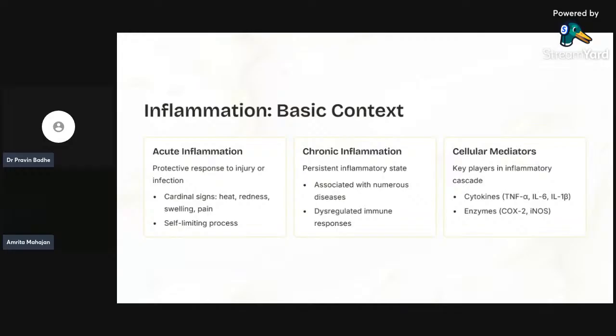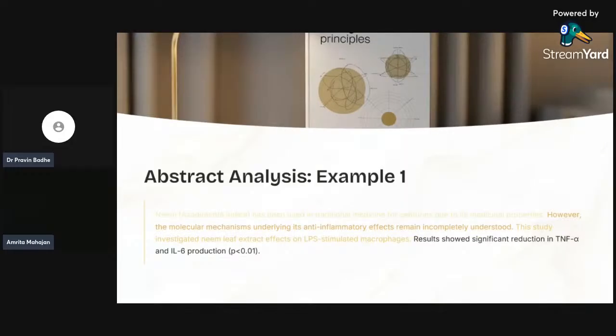The basic context is inflammation. As we all know, inflammation is of two types: acute inflammation and chronic inflammation. Acute inflammation is the protective response to injury or infection. Chronic inflammation is a persistent inflammatory state associated with numerous diseases or dysregulated immune responses. What are the cellular mediators that play an important role in the inflammatory cascade? There are cytokines and enzymes like COX-2 or COX-1.